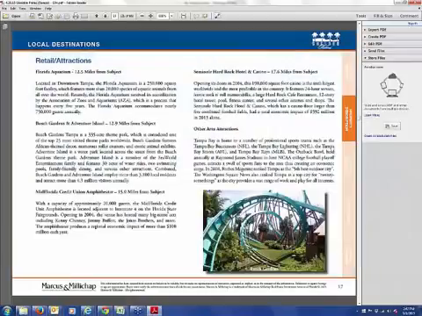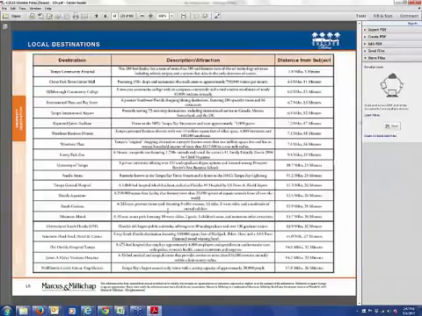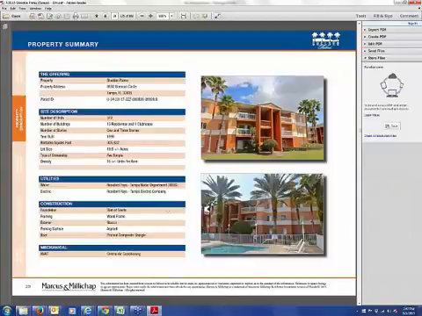Local destinations. Okay, property summary. Let's see if we can find anything of importance here.